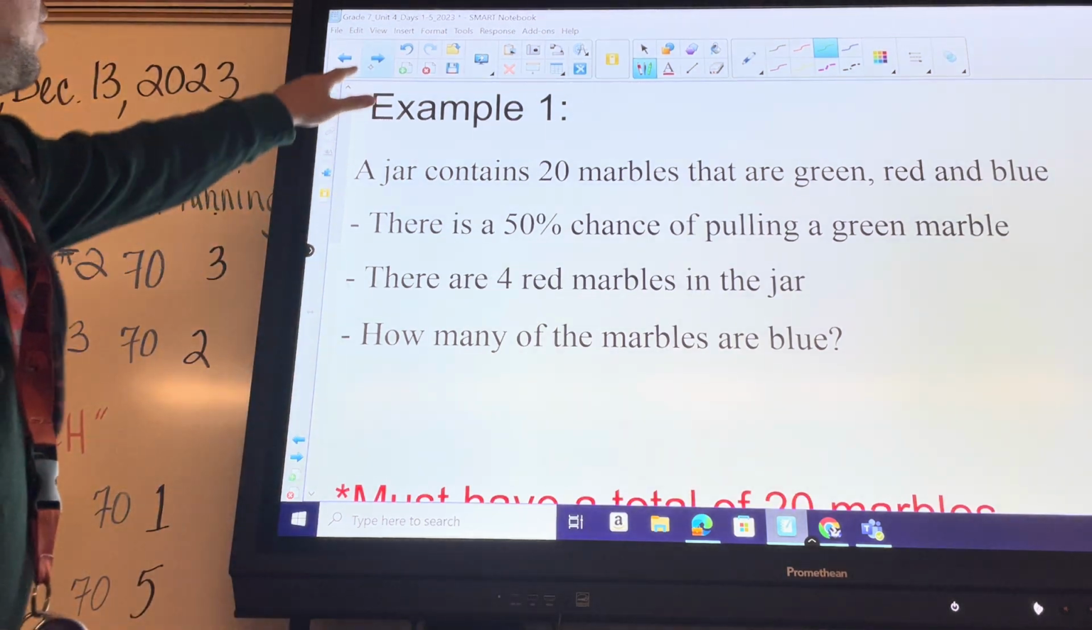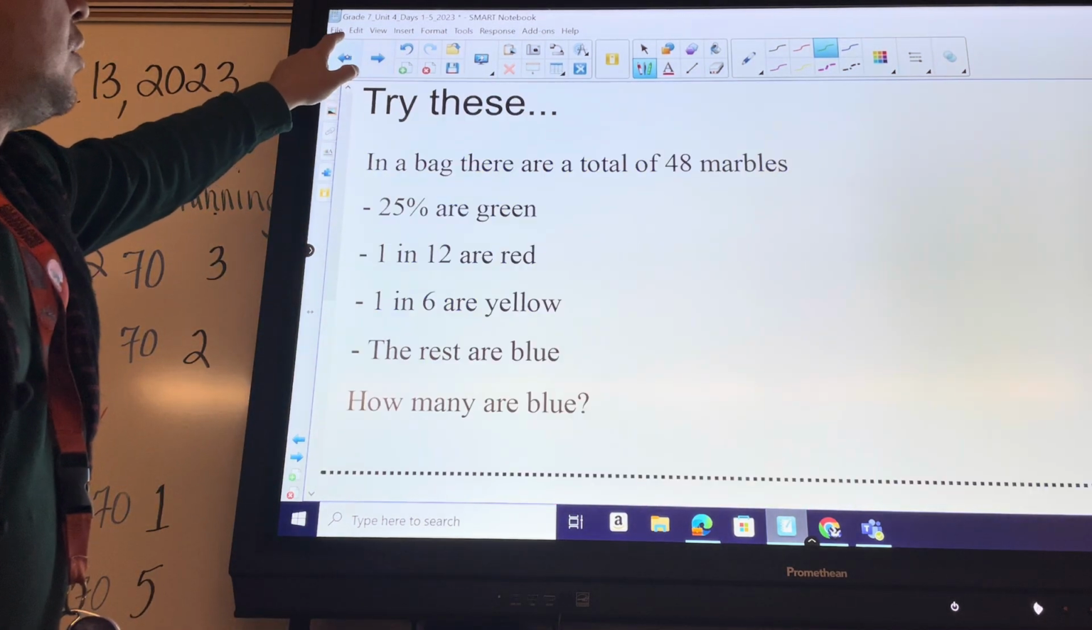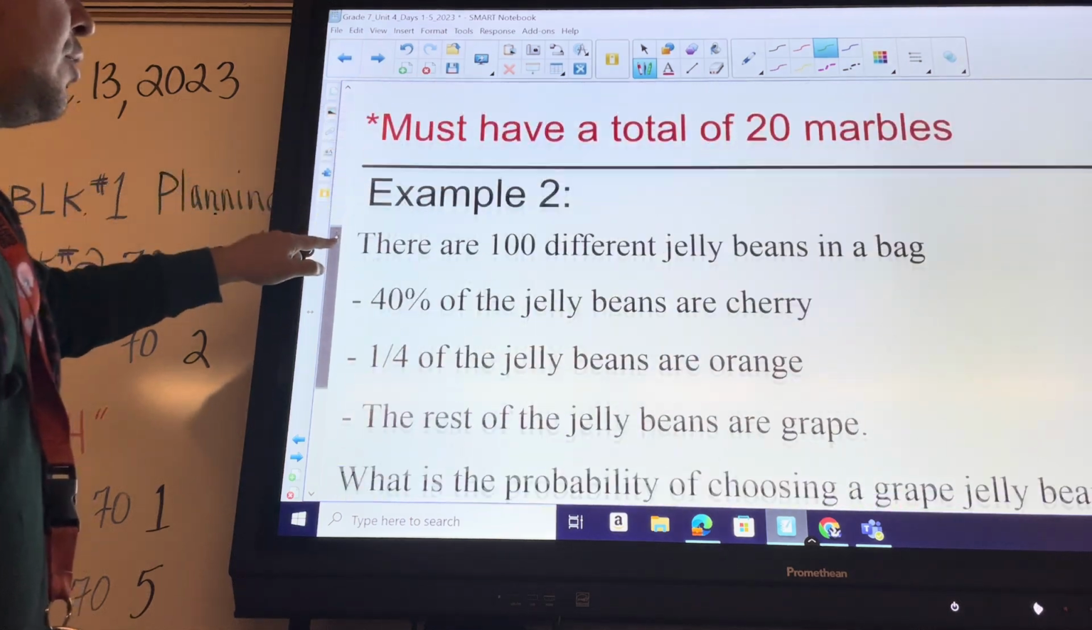And here's where we're going to look at the last couple examples. We're going to do 2 examples together. You're going to try 2, and that's going to be it.